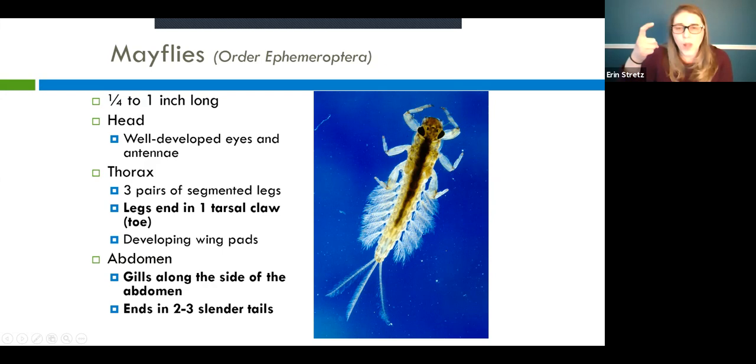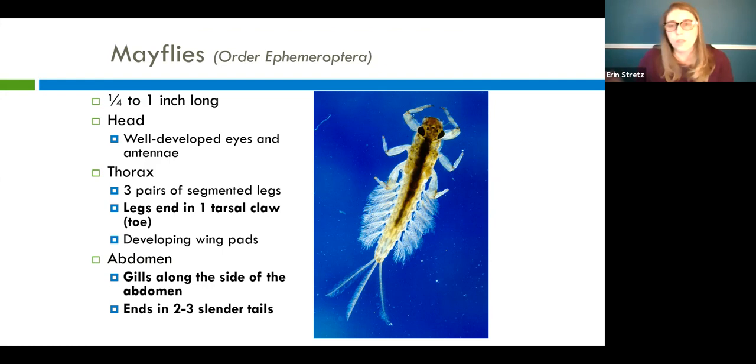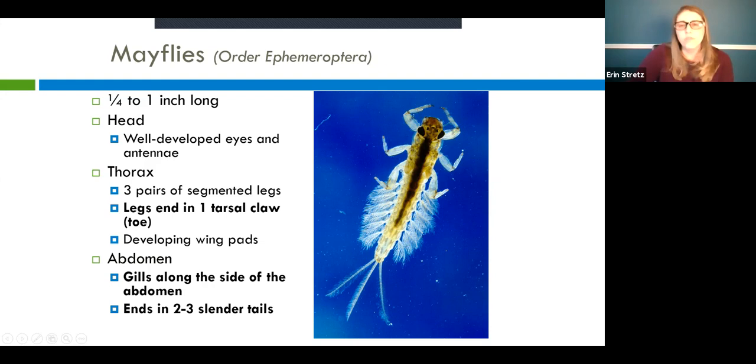And I mention this because other organisms that look like a mayfly but are not a mayfly have two tarsal claws. So if you see two toes at the end of a leg, it is not going to be a mayfly, only ever one toe. Another super important distinguishing feature that I feel like I'm going to repeat over and over as we go is that the mayflies will have gills along the side of the abdomen all the way down. You can see here they're sort of branchy, and there would be a lot of movement if we would actually see this organism in person.